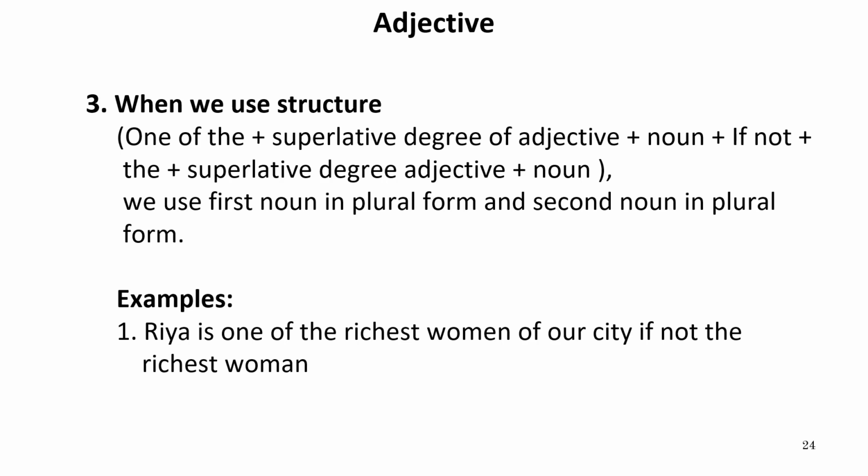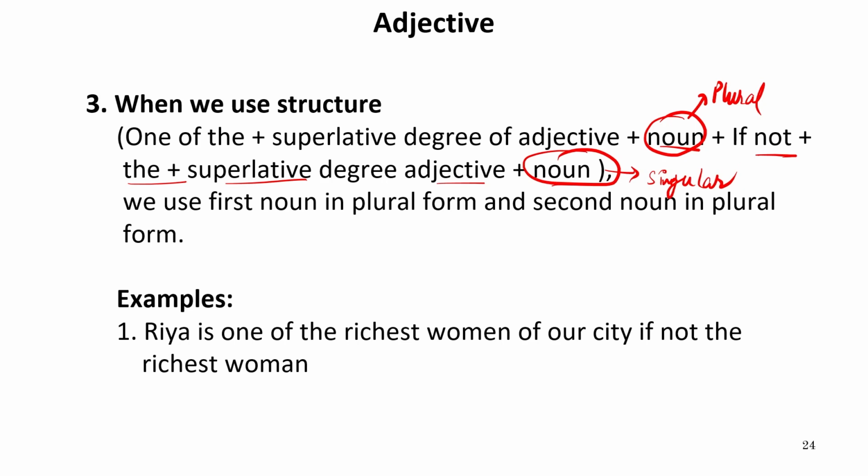When we use a structure, now what is the structure that we use? One of the plus superlative degree of adjective plus noun, plus if not the plus superlative degree of adjective plus noun. Now what should we do? The first noun should be in plural form and the remaining noun should be in singular form always. This one is very, very important: the prior noun, or the first noun, should be in plural form and the second noun should be in singular form always.